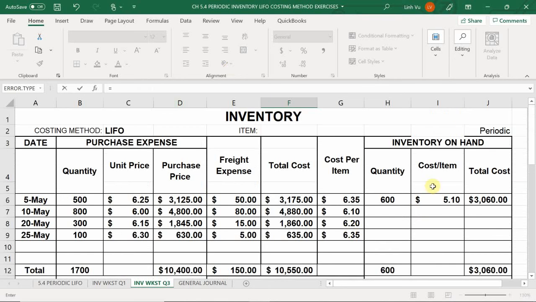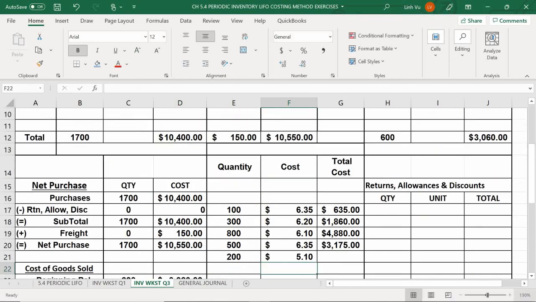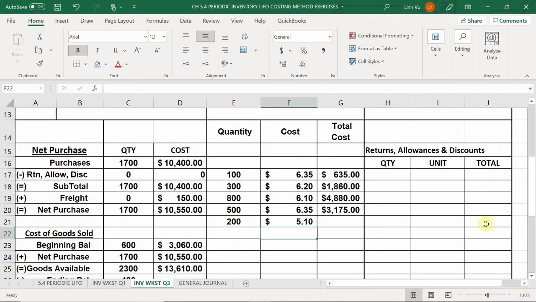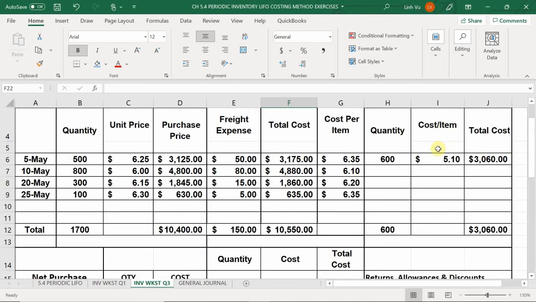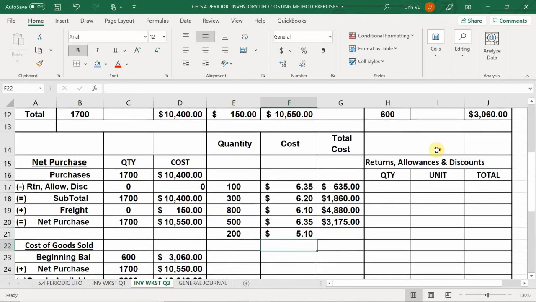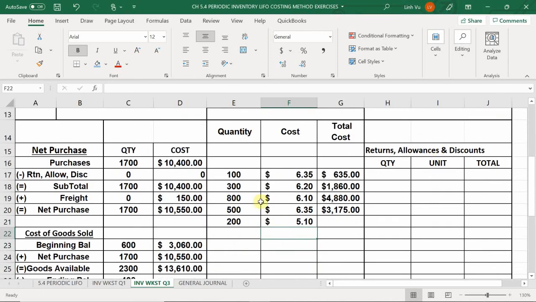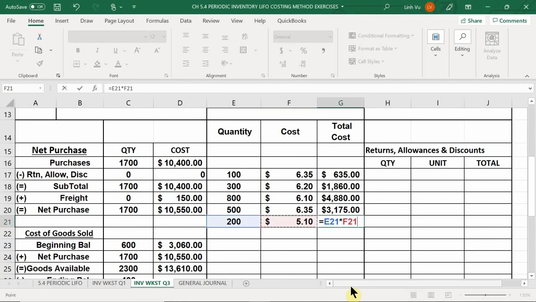Now in this case, we're only left with one batch of inventory. So our assumption here is that we're going to take the cost per item and we need to calculate how much it's going to cost me. So again, since we only have one batch of inventory, it's going to cost me $5.10 each to sell. So now we need to figure out what my total cost of 200 items at $5.10 is going to be. And in this case, what is that? $1,020. Good. All right.